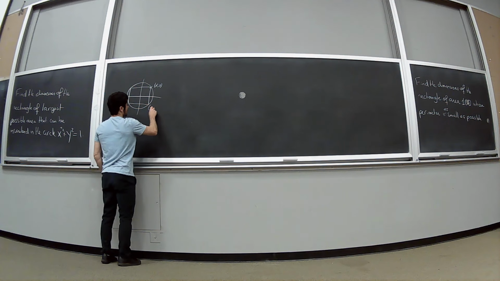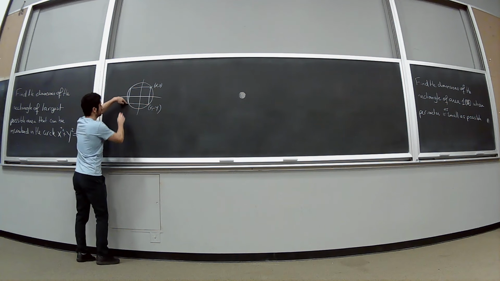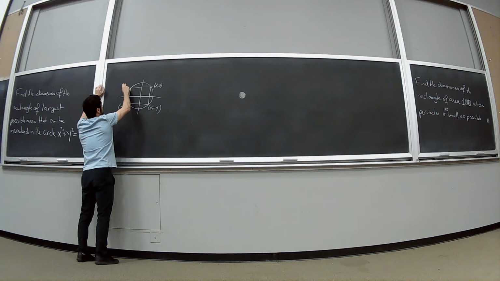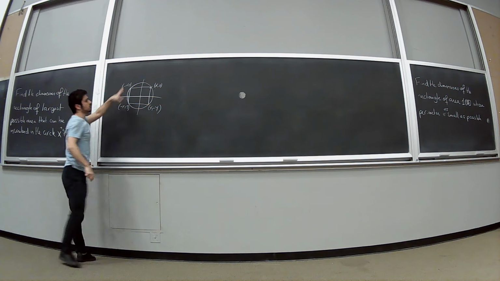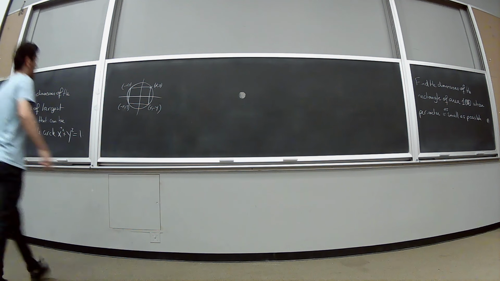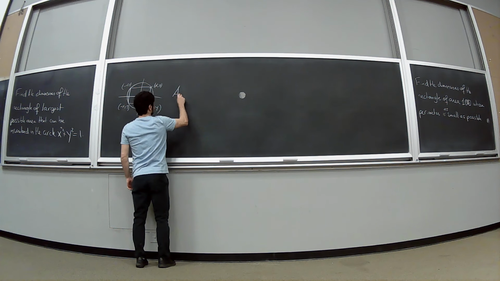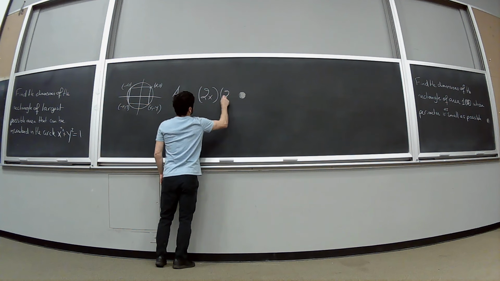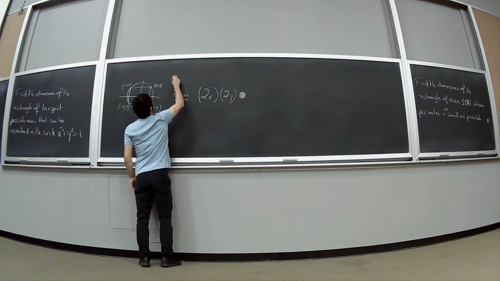(x, -y). Awesome. What are the coordinates of this point? (-x, -y). And of this point? (-x, y). So these are the vertices of my rectangle. What is the area of my rectangle here? It's the height times the width, so it's 2y times 2x. You see this? Area is 2x times 2y.